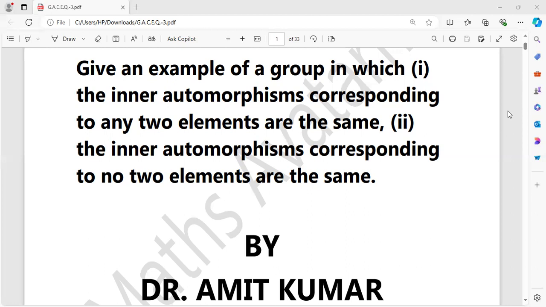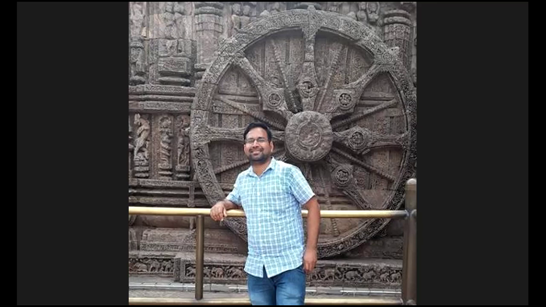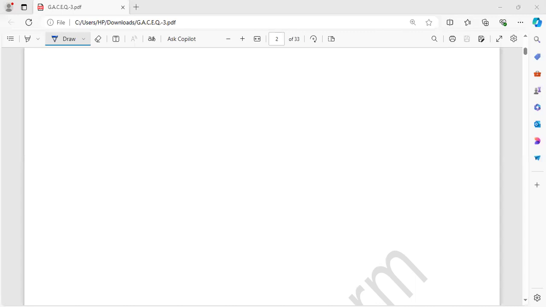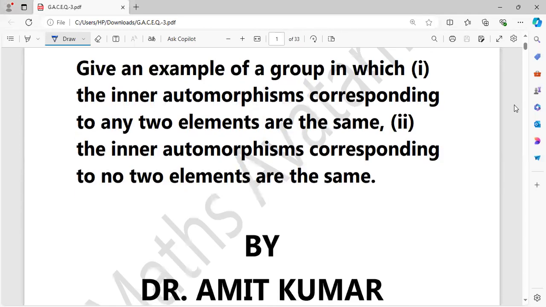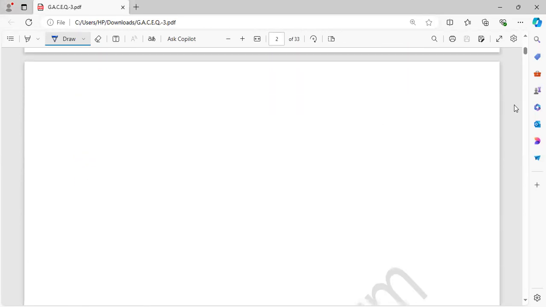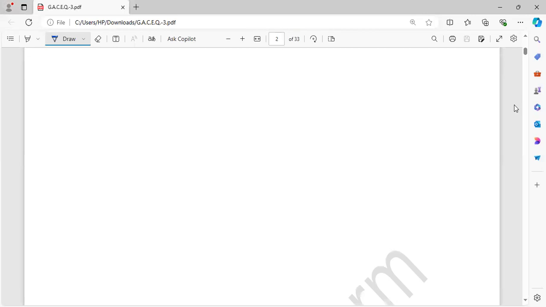So we have to find the example of two groups which satisfy the given criteria. Okay. So let's see how we will solve it. Solution.